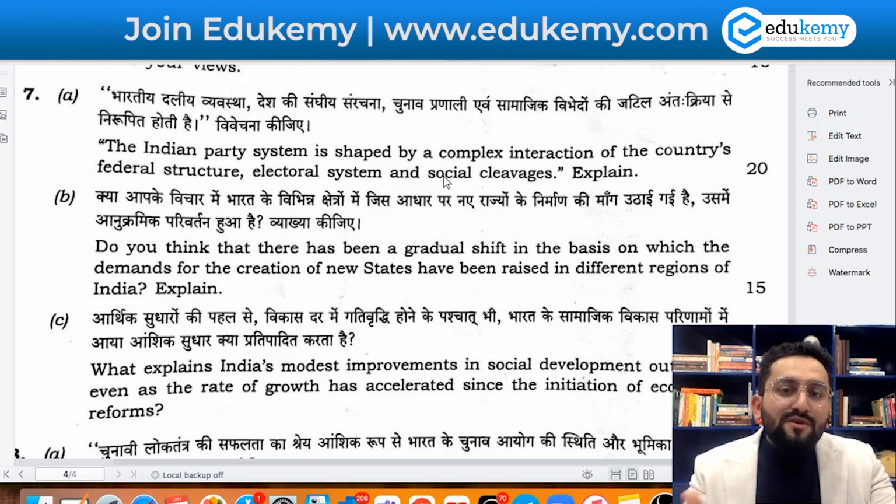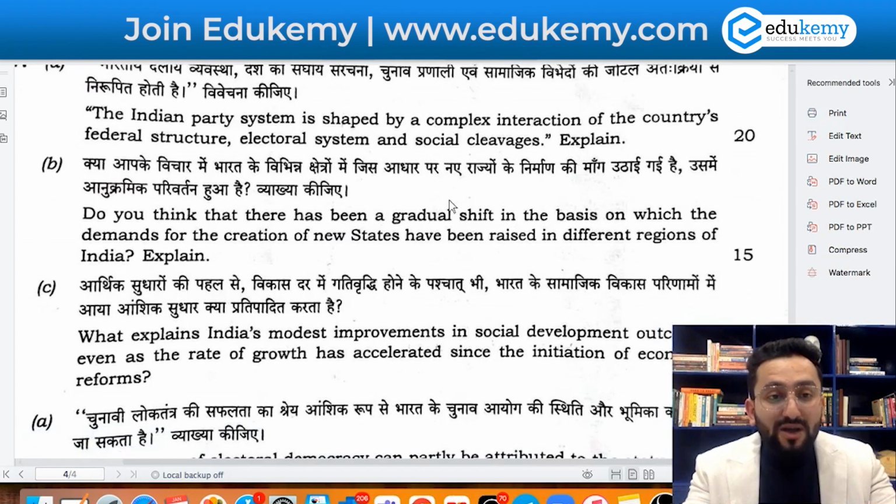It will give the evaluator the impression that you are well-versed with the actual application of this knowledge. You are not someone who has just crammed the notes. UPSC has a sharp eye on that.